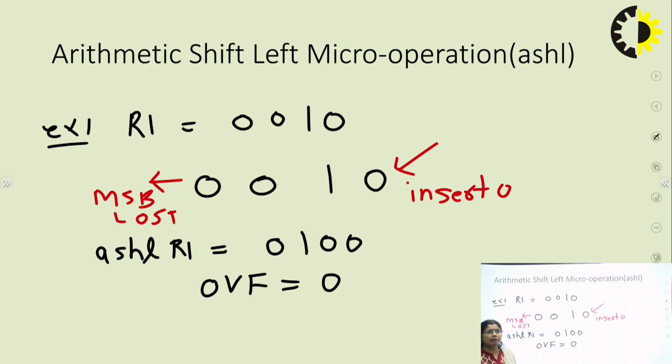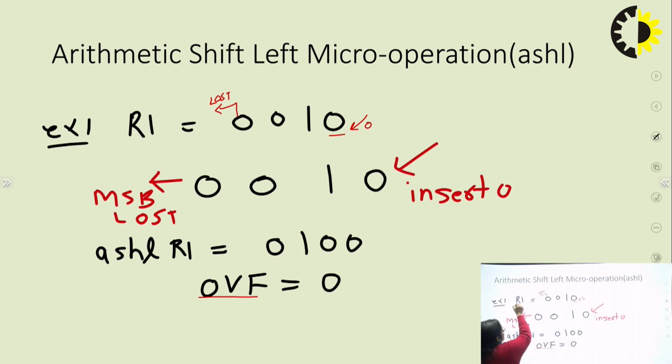Now, this is the example we have taken, arithmetic shift left. Arithmetic shift left is actually the same as the logical shift left micro operation. In the logical shift left micro operation, what is going on? On the LSB side you are inserting 0 and the MSB value will be lost. The only difference in the arithmetic shift micro operation is that we are always finding the overflow bit, either 0 or 1, to see whether there is an overflow or not in the content of the register.